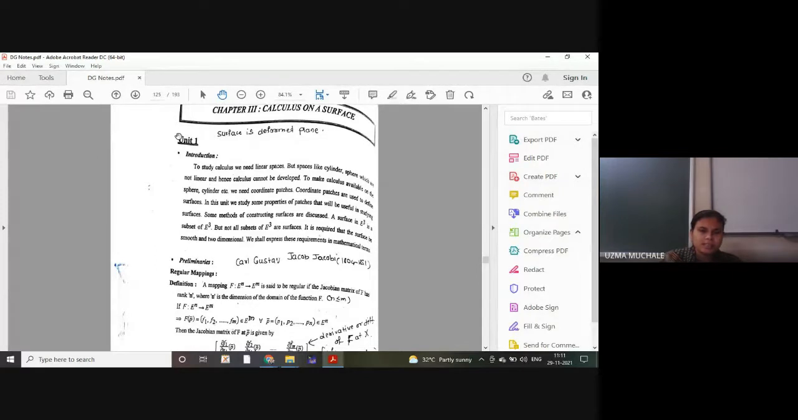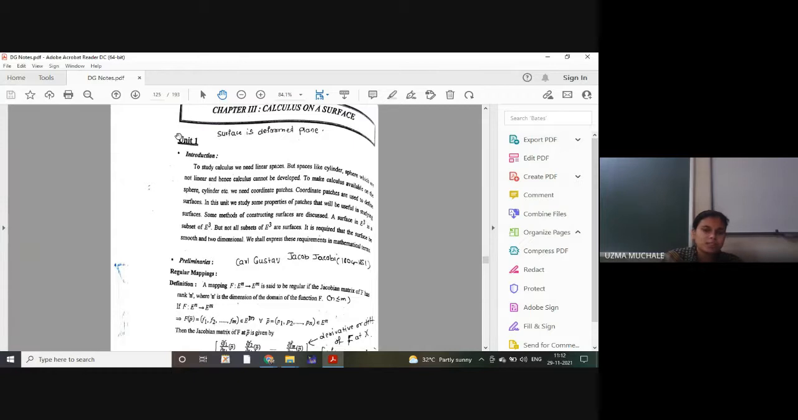As we have studied the properties related to the curve, all those geometric properties whichever we have seen about curves, that tangent, normal, binormal, curvature, now we have to extend to our surface. Now you can see, to study calculus we need linear spaces, but spaces like cylinder, sphere, etc. are not linear, and hence calculus cannot be developed.